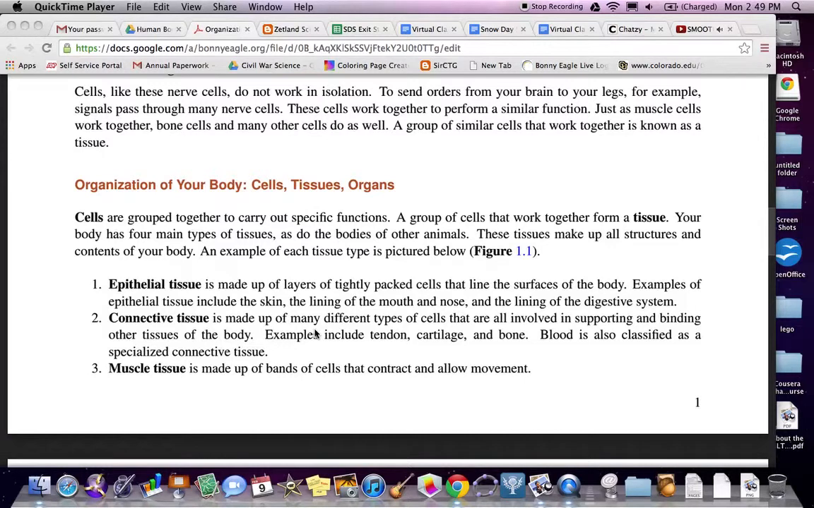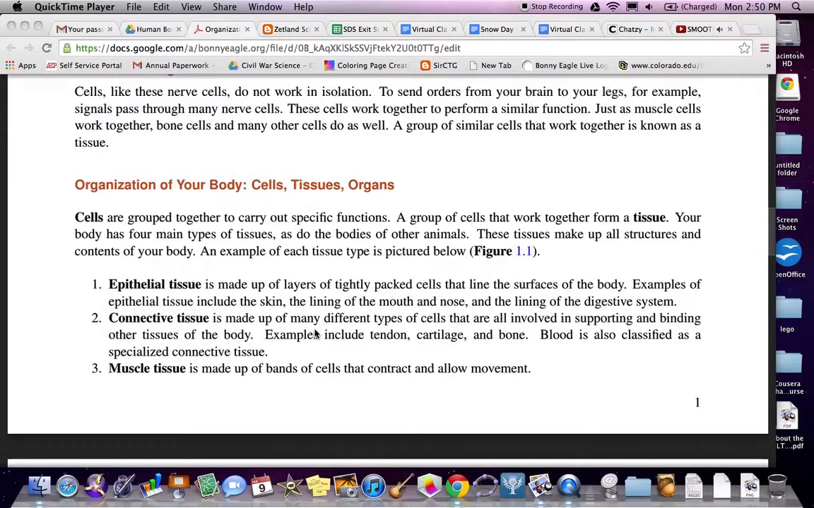Epithelial tissue is made up of layers of tightly packed cells that line the surface of the body. Examples of epithelial tissues include the skin, the lining of the mouth and nose, and the lining of the digestive system. Connective tissue is made up of many different types of cells and is involved in supporting and binding other tissues of the body. Examples include tendons, cartilage, and bone. Blood is also a specialized connective tissue.